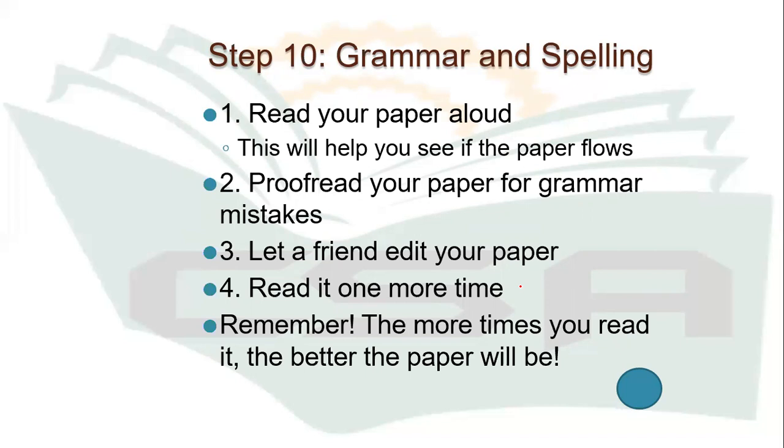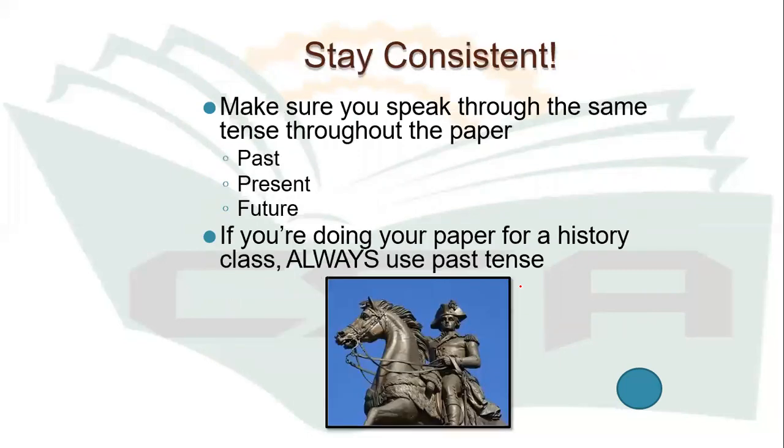And in proofreading, you can proofread your paper for grammar mistakes. You can take help from any friend and let a friend edit your paper, and read it one more time. Remember, the more times you read it, the better the paper will be. So read it again and again. So after step 10, these were some basic steps of writing a research paper.